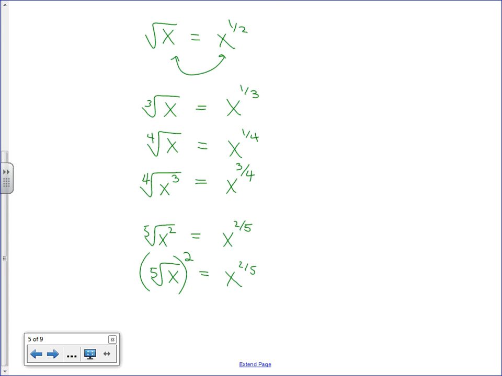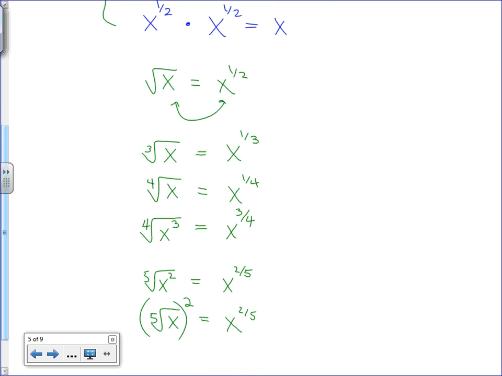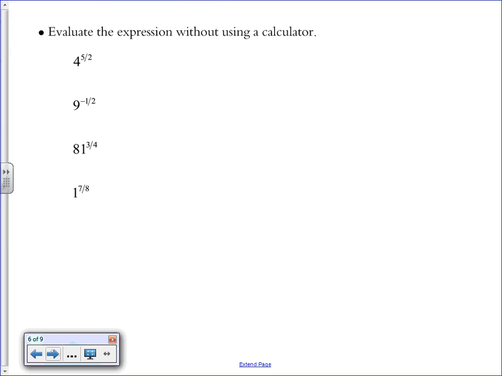Okay, so this might be brand new to you, but all we're going to practice at first is flipping back and forth between the two forms so you can see that they can be used interchangeably. To evaluate one of these without using a calculator, we just want to write it as a root so we can see what root we're looking for. So in this first one, it's 4 to the 5/2 power. Remember, the denominator is becoming the root. So if the denominator is 2, we're looking for a square root, and inside we have a big 4.